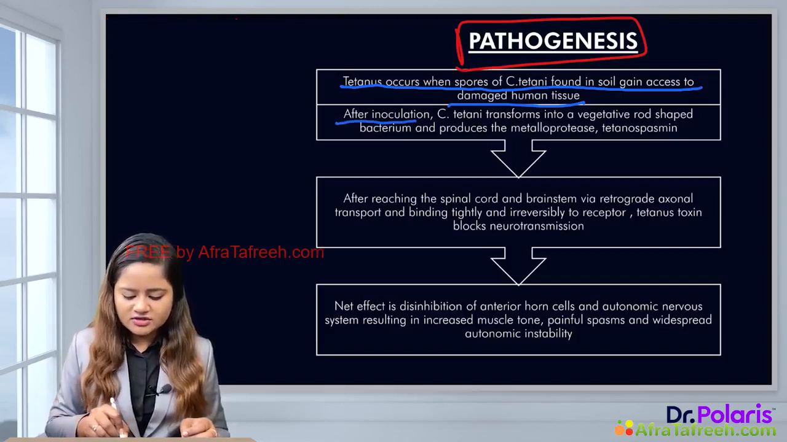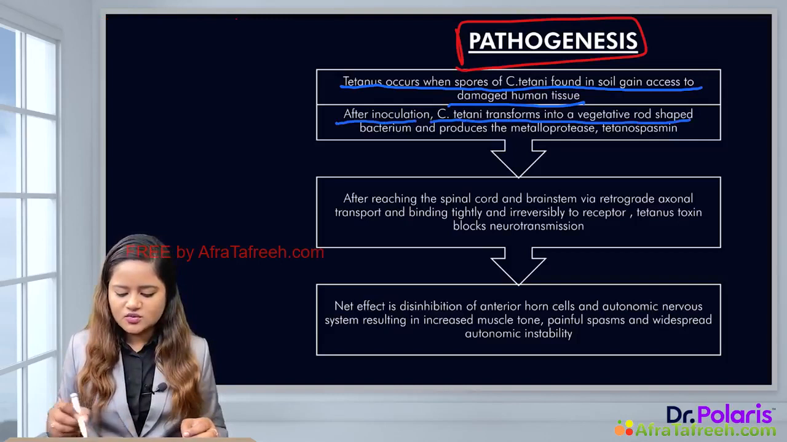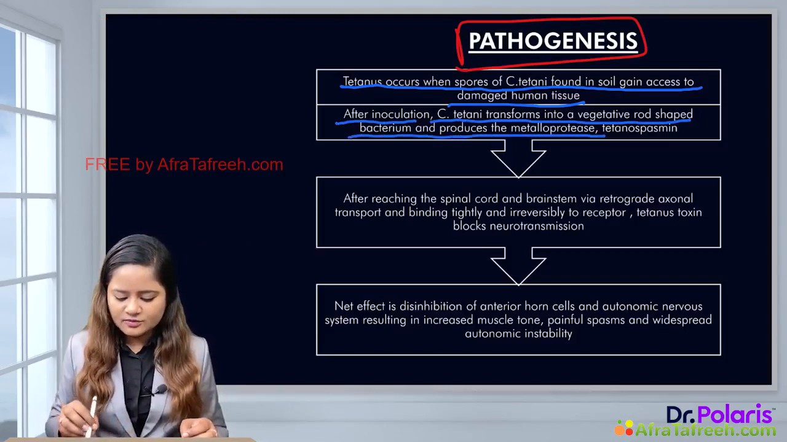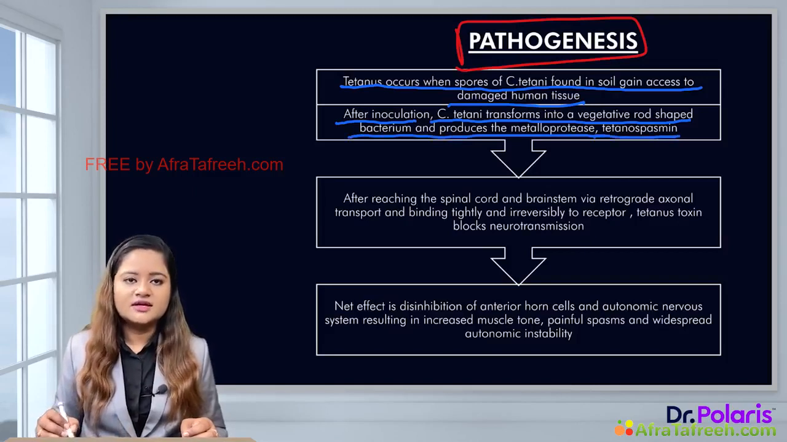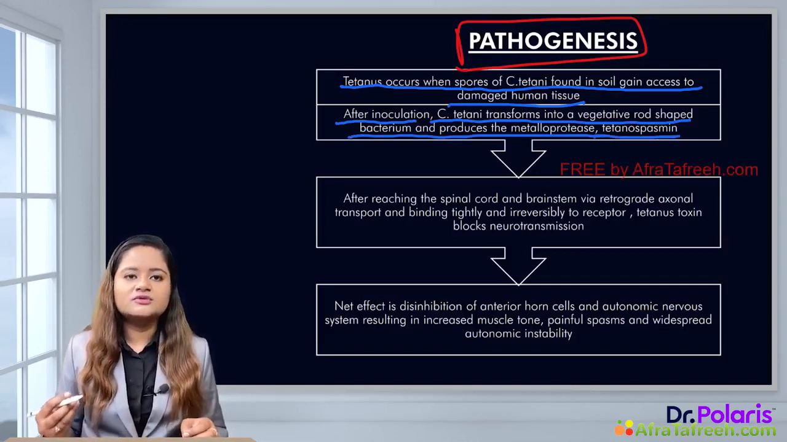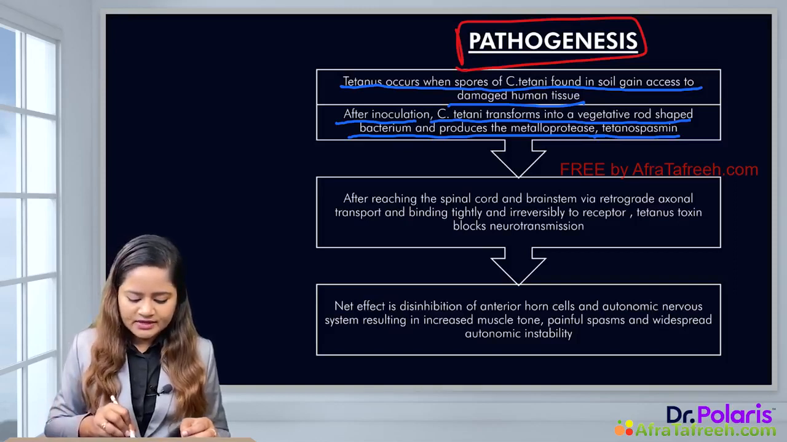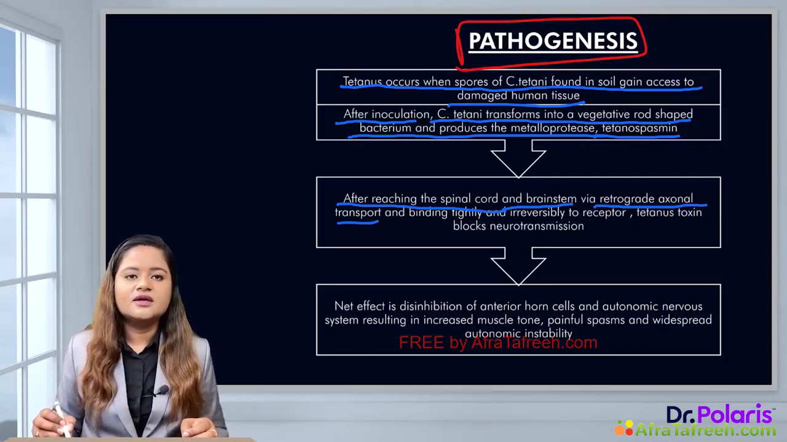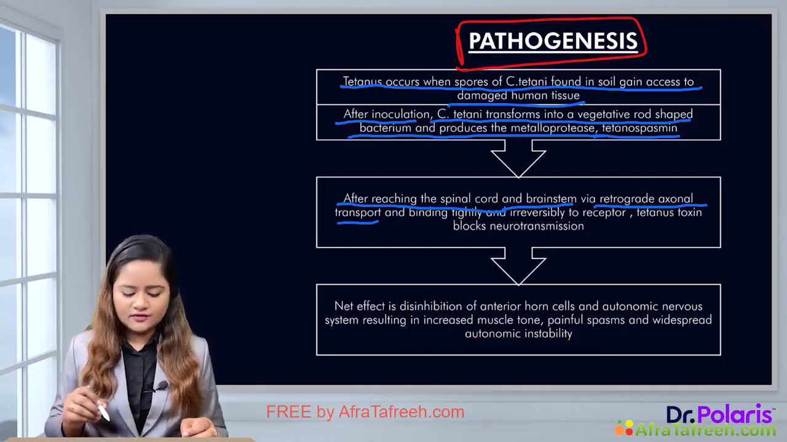After inoculation, the Clostridium tetani transforms into a vegetative rod-shaped bacterium and produces metalloprotease and tetanospasmin. The important toxin that is produced is tetanospasmin, which acts on the central nervous system. It reaches the spinal cord and the brainstem via the retrograde axonal transport mechanism. So it travels retrograde and gets transported to the site of action.